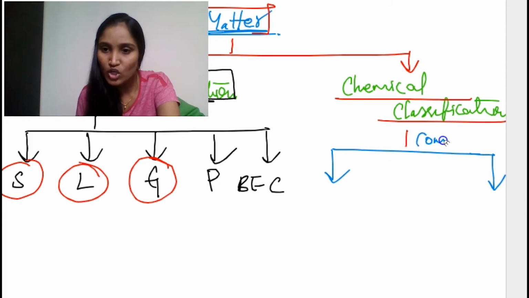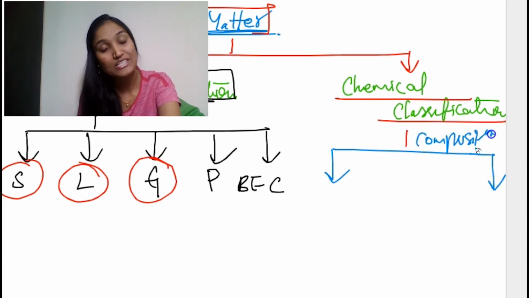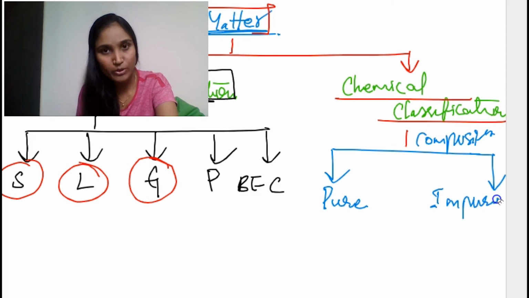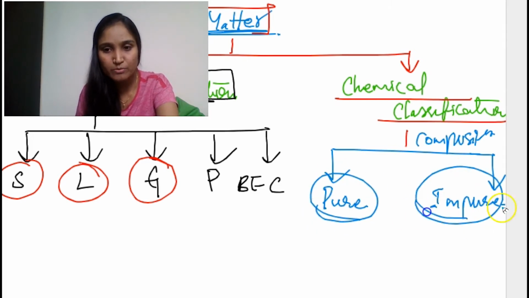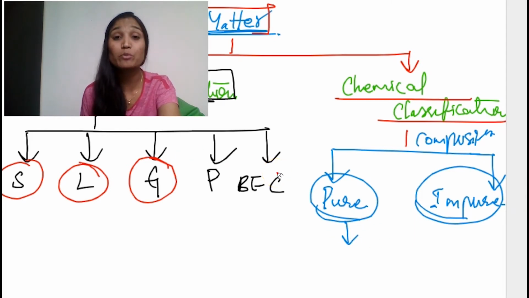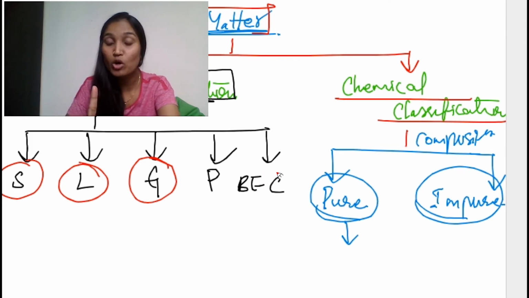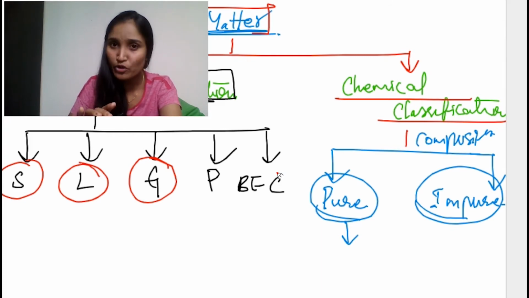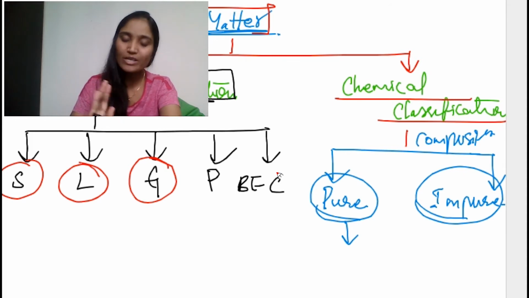So based on chemical composition, matter can be classified into two types, of which one is pure substance, the other one is impure substance. Okay, so what is pure and what is impure substance? Pure substance is anything which is made up of similar type of molecules. You remember last class, purity is always spoken at molecular level. If you have a sample which consists of all the same type of molecules, call it pure.